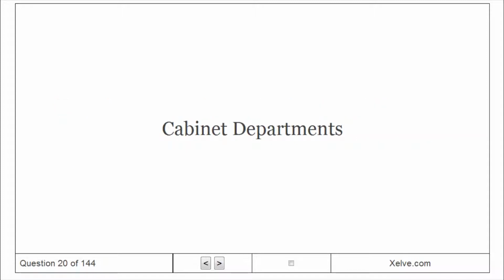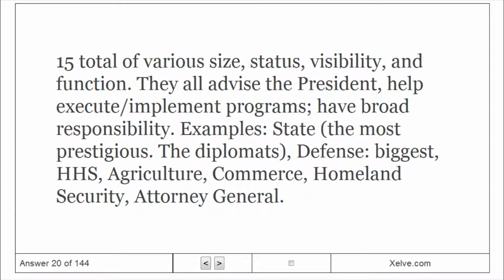Cabinet departments. 15 total of various size, status, visibility, and function. They all advise the President, help execute and implement programs, and have broad responsibility. Examples: State, Defense, the biggest, HHS, Agriculture, Commerce, Homeland Security, Attorney General.